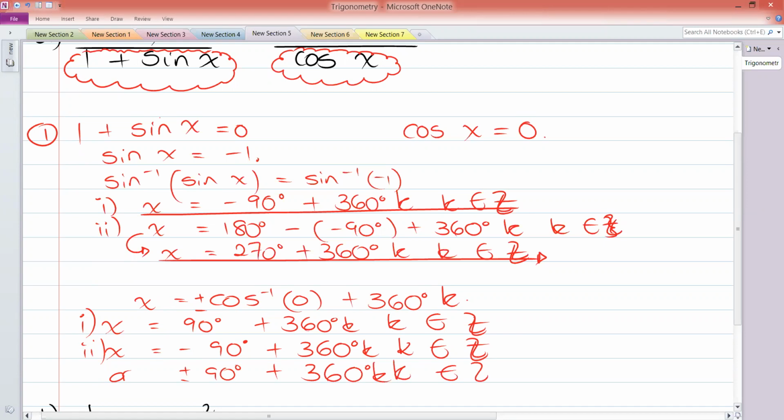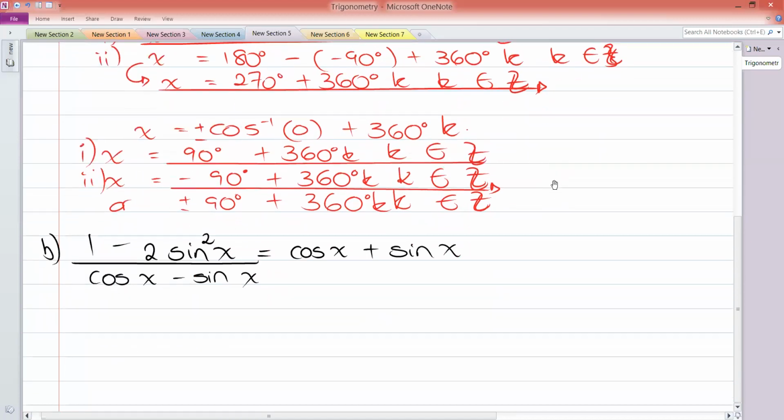K being an integer. So your 2 general solutions, remember, this is the first one, this is the second one, or you can just express it as plus minus 90 degrees plus 360K, K being an integer. So that's the first question done. Right, let's go on to the second one.